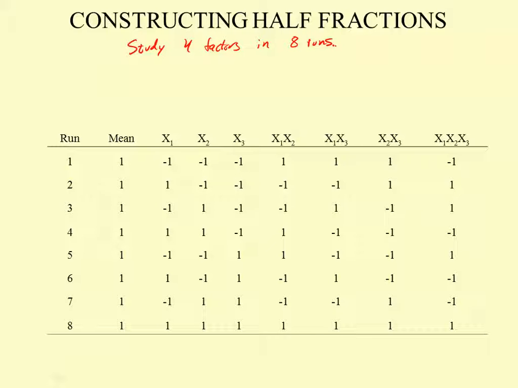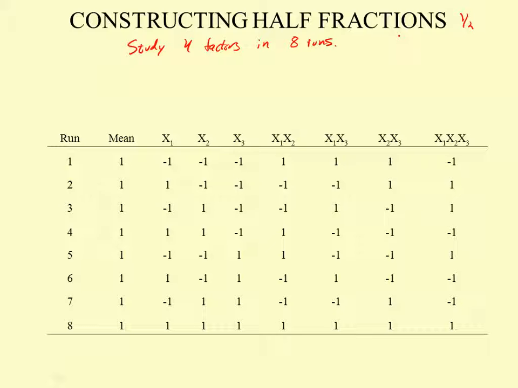If we wanted to study 4 factors for a full factorial, how many experiments would we need? 2 to the 4 is 16. We're running half that number, right? So this is called a half fractional factorial design. We're running half of what a full factorial would require.